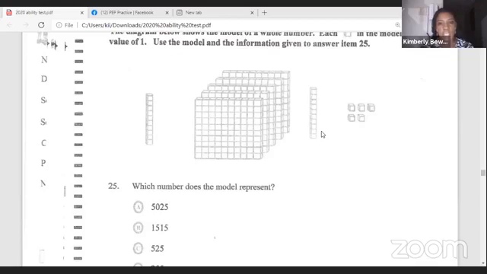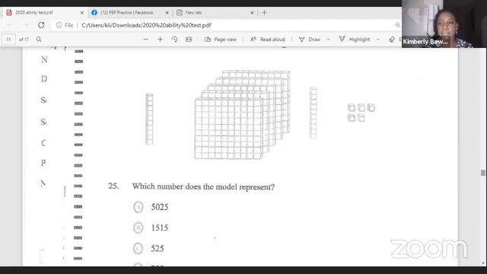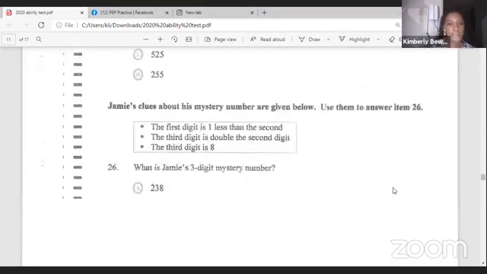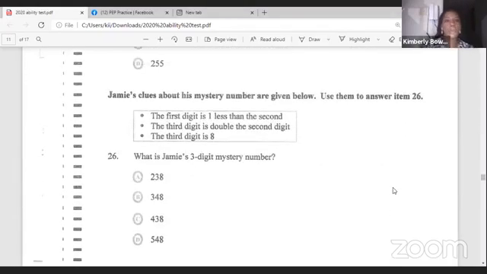I want the explanation, everyone. Still want the explanations. All right. Let's move on to number 26.